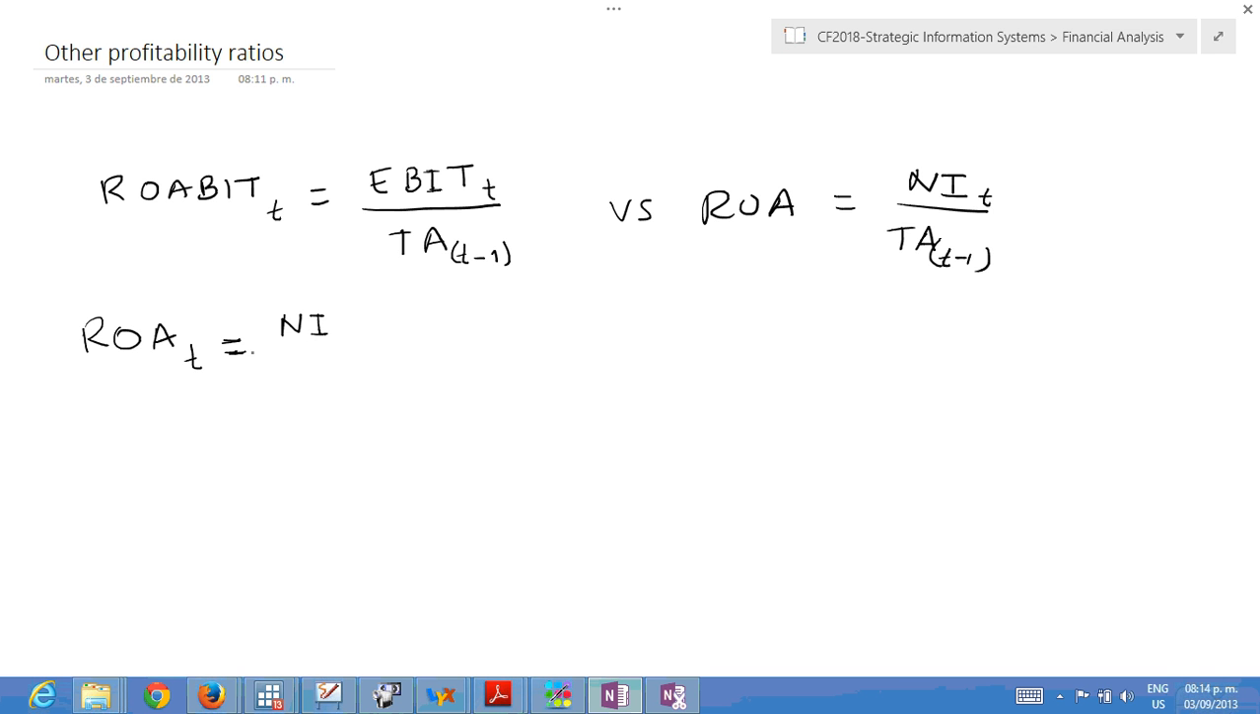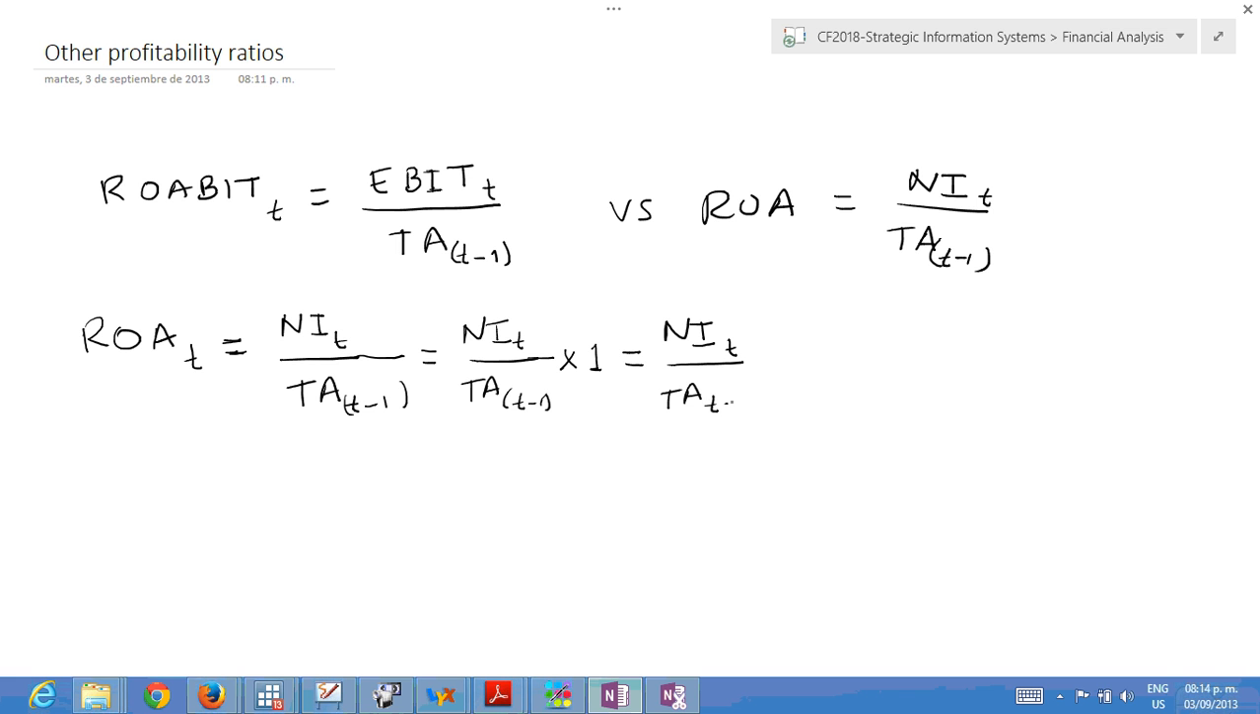Then if you have the ROA, what would happen if you do the following? This is the ratio, with total assets at t minus 1 in the denominator. What happens if I multiply this by 1? Nothing happens, right? And you can say that 1 is what happens if I do total assets of t minus 1 divided by total assets of t minus 1.